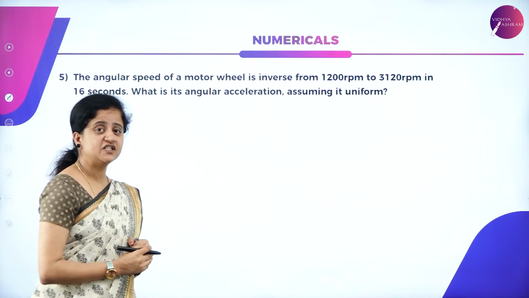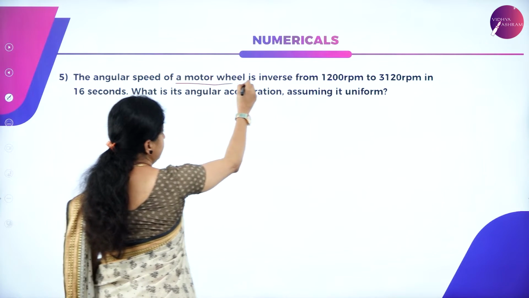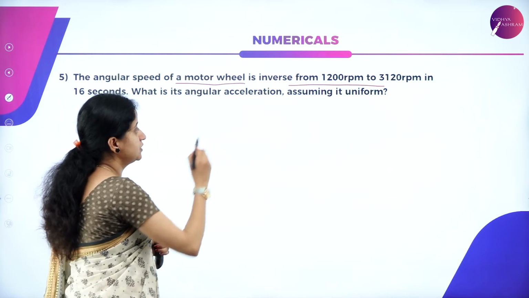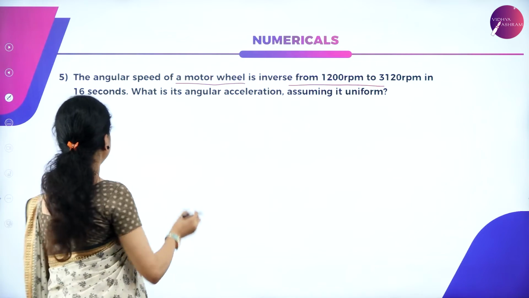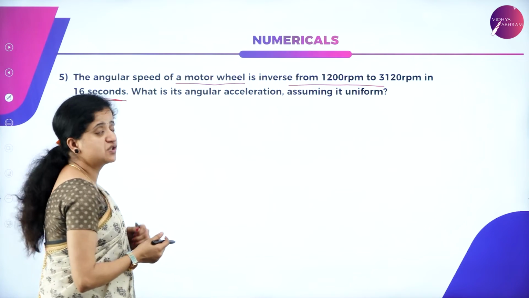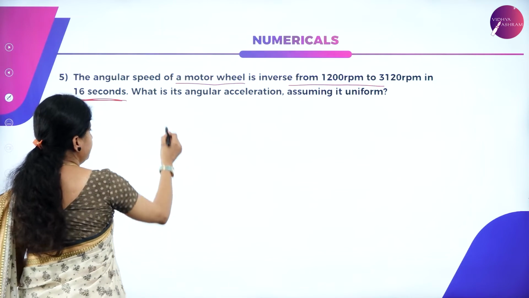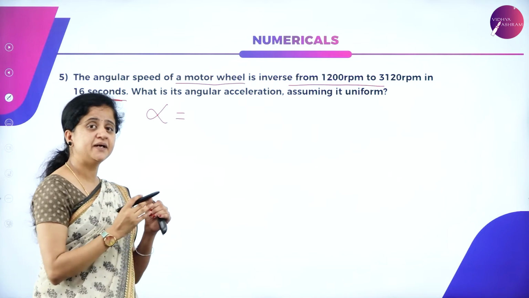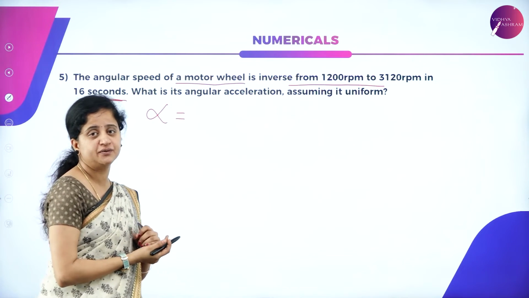So we'll solve the next problem. The angular speed of a motor wheel is increased from 1200 rotations per minute to 3120 rotations per minute in 16 seconds. What is the angular acceleration, assuming it to be uniform? So we have to find the angular acceleration. Angular acceleration can be calculated by taking the ratio of change in angular velocity to the time.